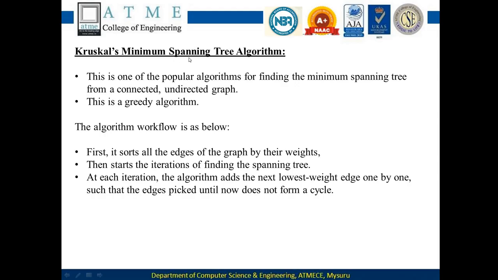So how does Kruskal's algorithm help? It uses a greedy approach. For a connected undirected graph, first we sort all the edges of the graph by their weights, and then we start iterating to find the spanning tree. At each iteration, the algorithm adds the next lowest weight edge one by one, such that the edges picked so far do not form a cycle.